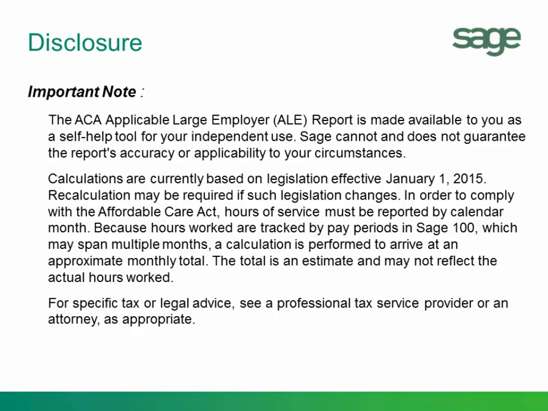In order to comply with the Affordable Care Act, hours of service must be recorded by calendar month. Because hours worked are tracked by pay periods in Sage 100, which may span multiple months, a calculation is performed to arrive at an approximate monthly total. The total is an estimate and may not reflect the actual hours worked. For specific tax or legal advice, see a professional tax service provider or an attorney as appropriate.